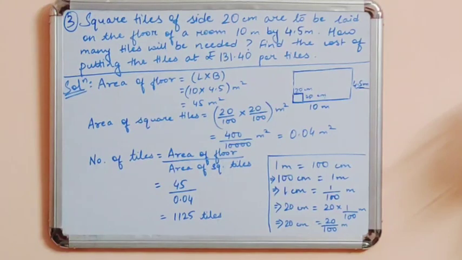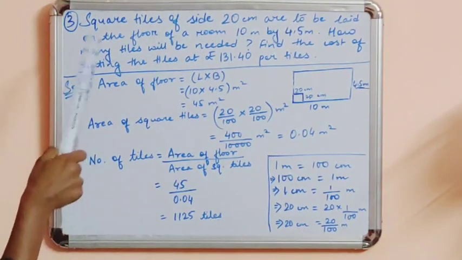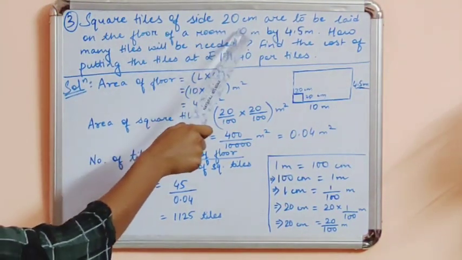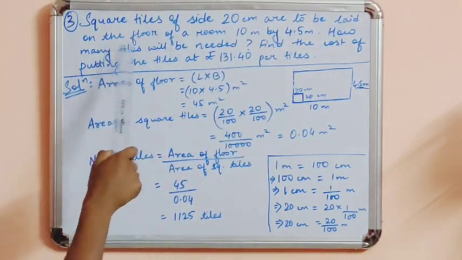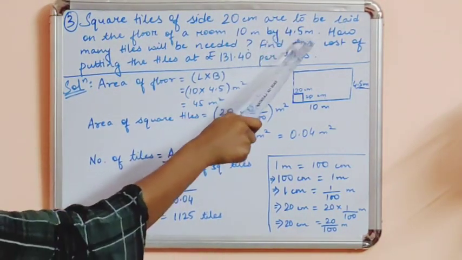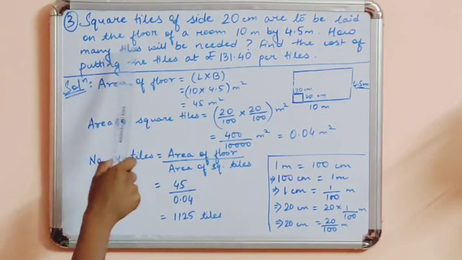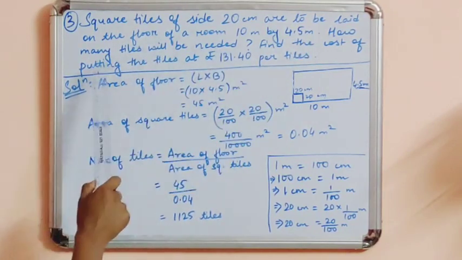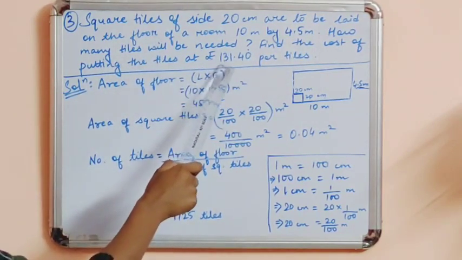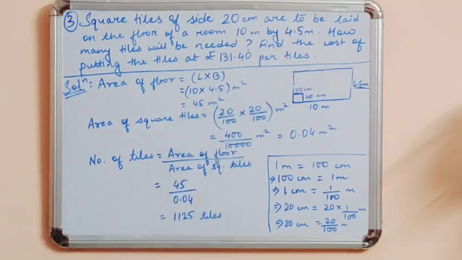Now let us look at the next question. Square tiles of side 20 centimeter are to be laid on the floor of a room 10 meter by 4.5 meter. How many tiles will be needed? Find the cost of putting the tiles at rupees 131.40 per tile.